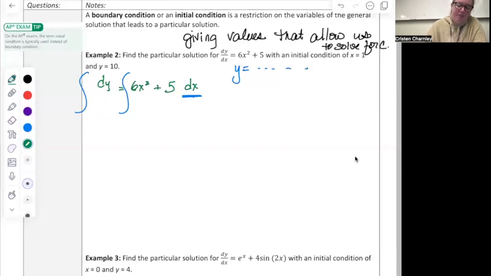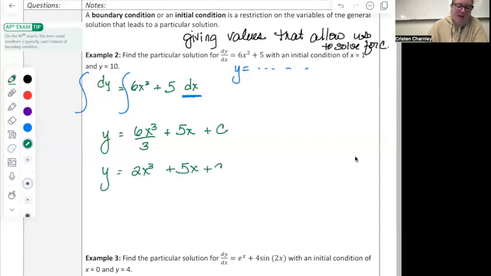So now we integrate. So the antiderivative of dy is going to be y. 6x squared becomes 6x cubed over 3 plus 5x plus c. I'm going to simplify the 6 over 3. So I've got 2x cubed plus 5x plus c. And now we have that initial condition. We know that x is equal to 1 and y is equal to 10.